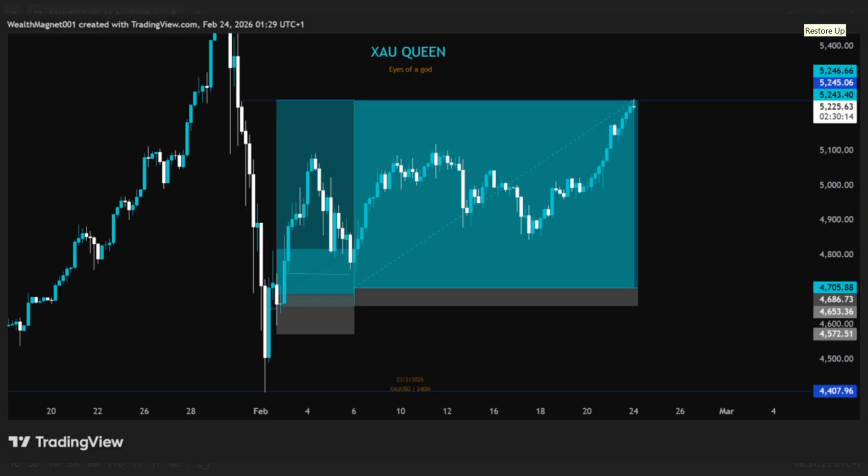A trade breakdown on how I got this trade and how I got my target, my entry, and my invalidation zone. If this is what you want to see, then stick around till the end, because I'm sure you will learn one or two things from it.